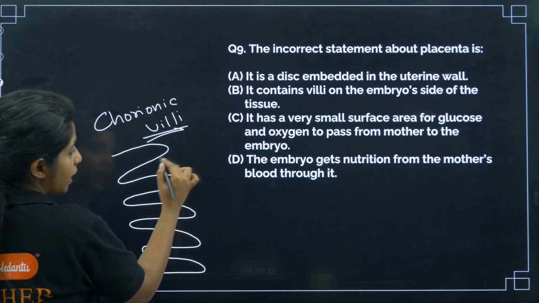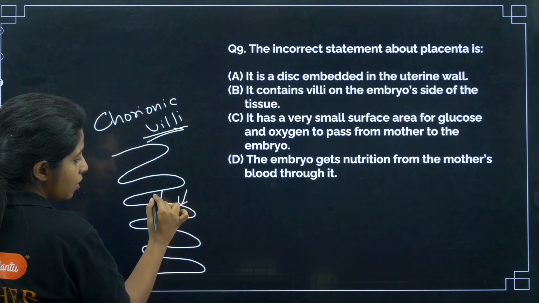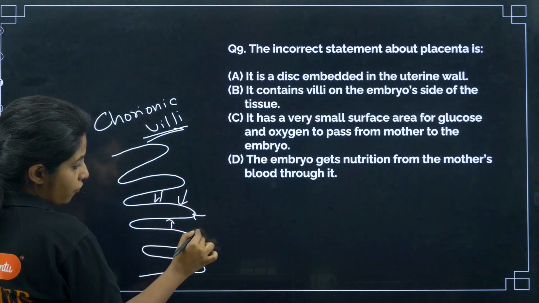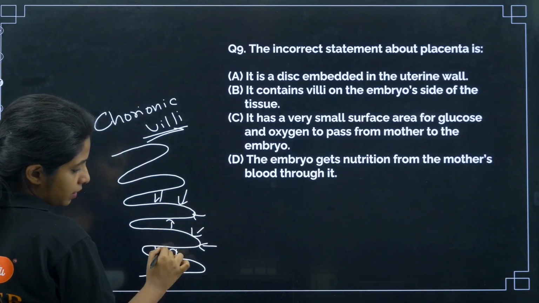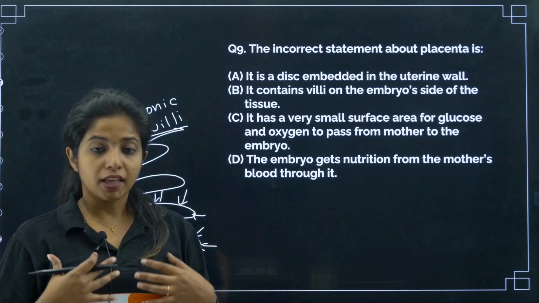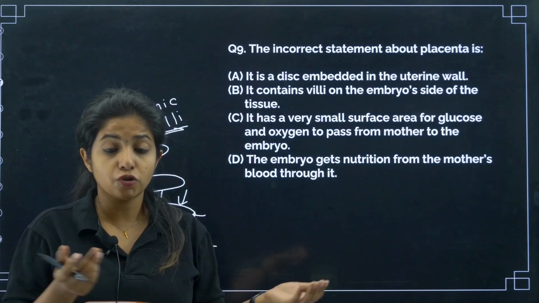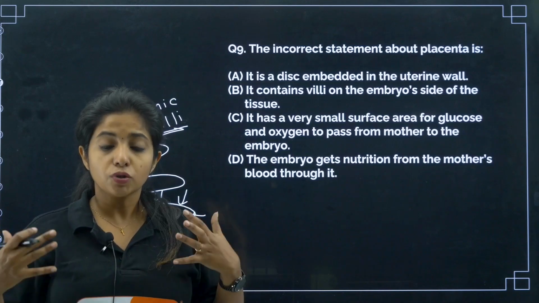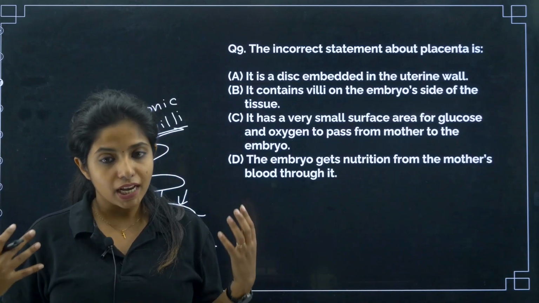And this is there for increasing the surface area for exchange of gases, like CO2, oxygen or things like that. The baby will be needing oxygen and the baby needs to give what? Carbon dioxide, that has to be removed. So this exchange has to happen. So to increase the surface area, what does it have? It has villi as well.